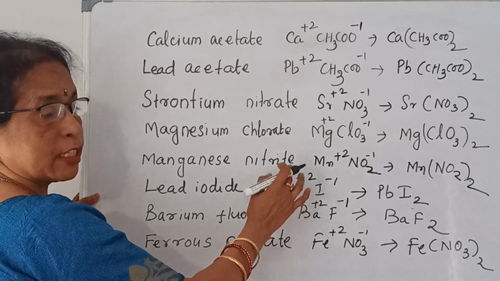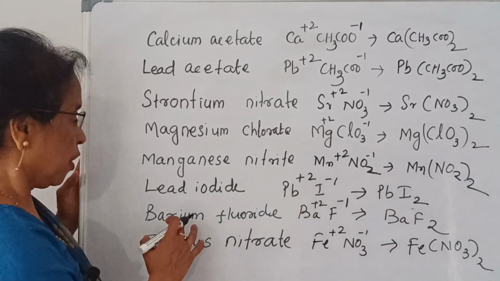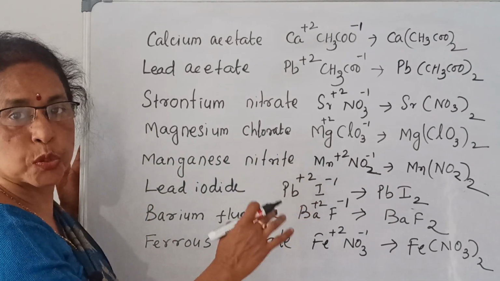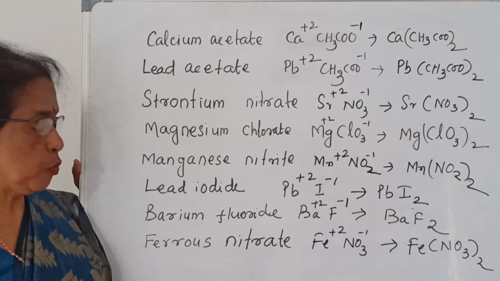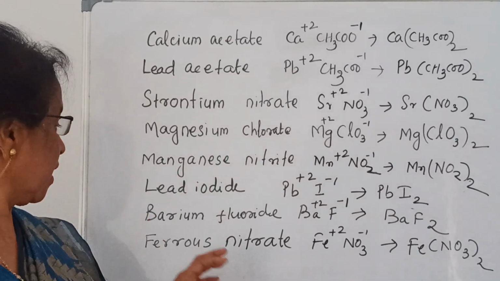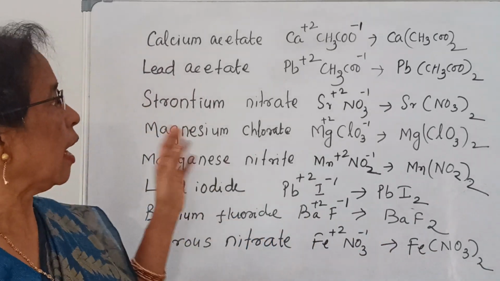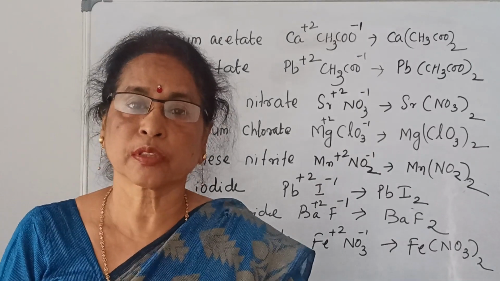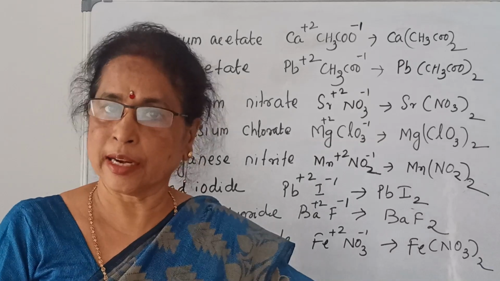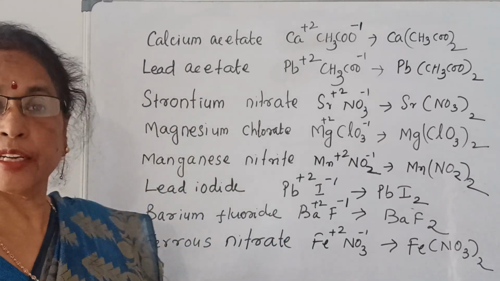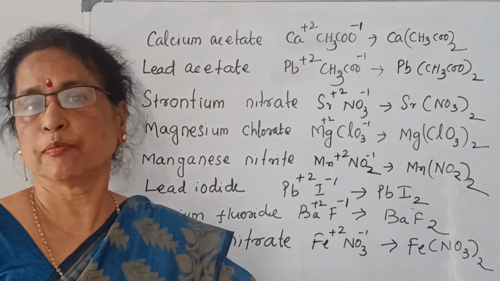Lead iodide. Lead is plus 2, I is minus 1. So the formula is very easy: PbI2. Barium fluoride, Ba plus 2, F minus 1, so it should come to BaF2. Ferrous nitrate, Fe plus 2, NO3 minus 1, so Fe(NO3)2. I hope the compounds formed with the help of a divalent cation and a monovalent anion are clear, and we will try other compounds also. How can you write this type of compound?